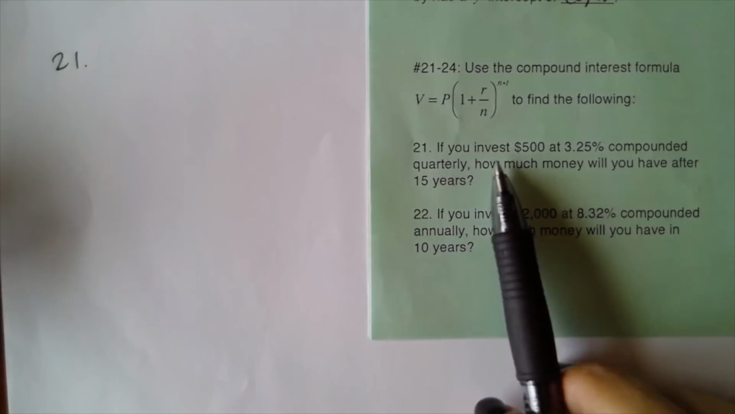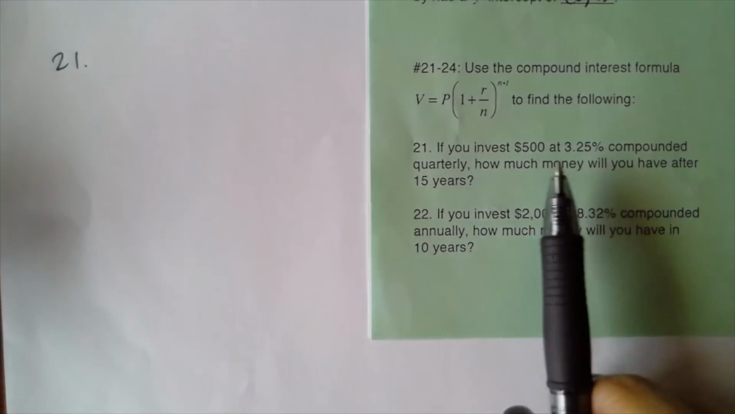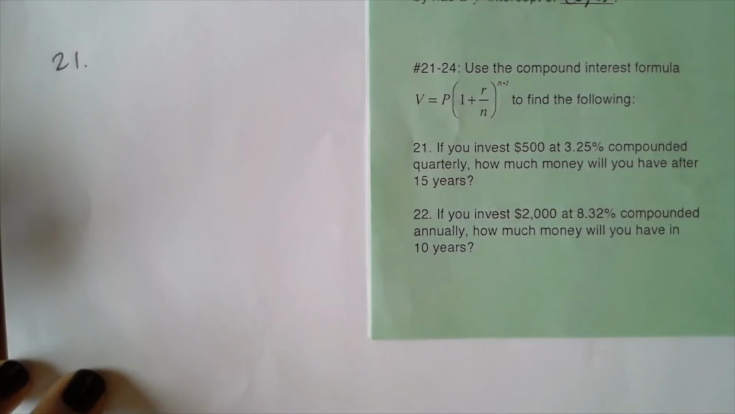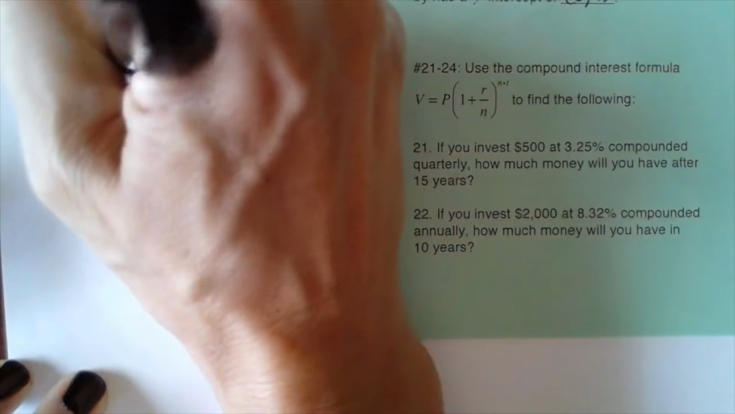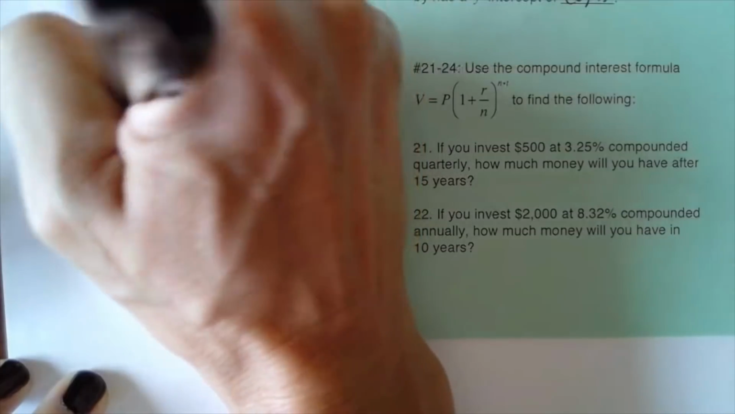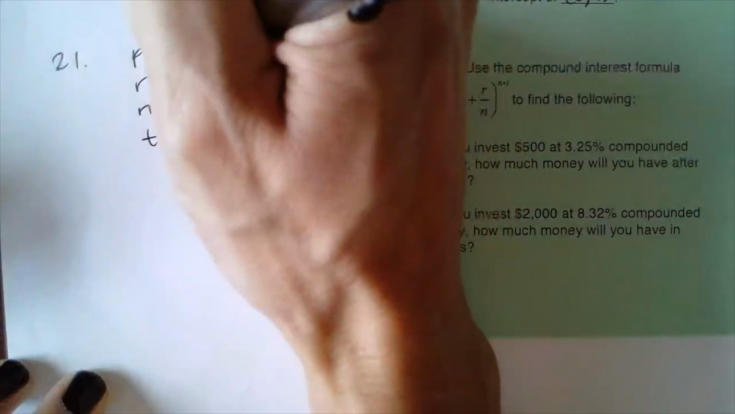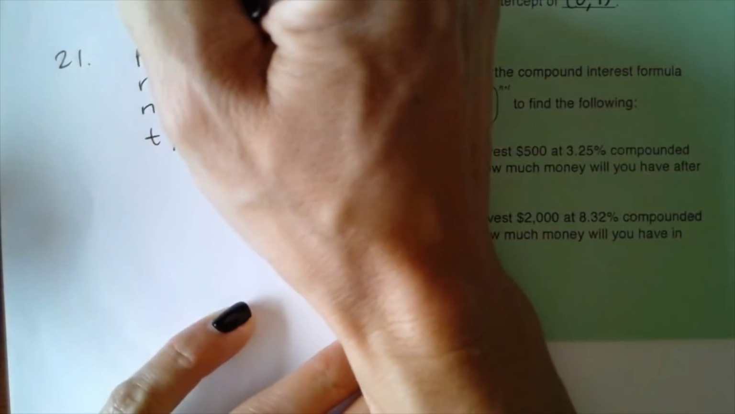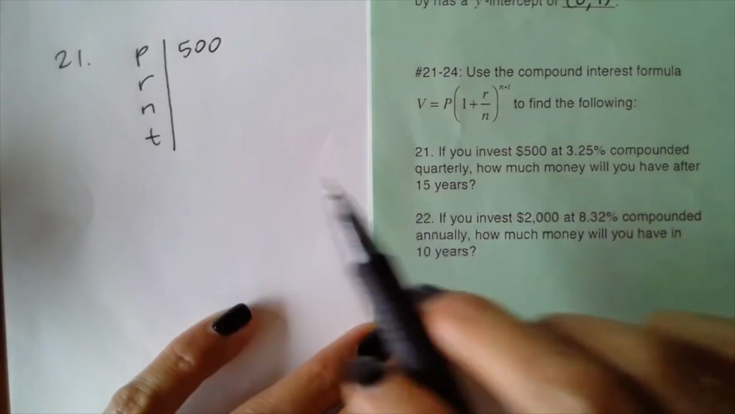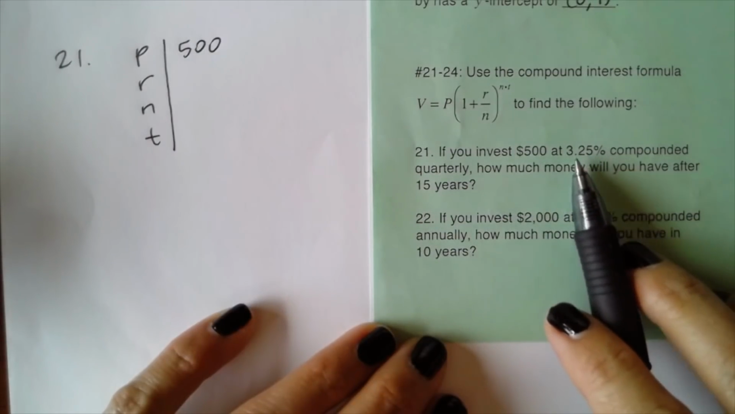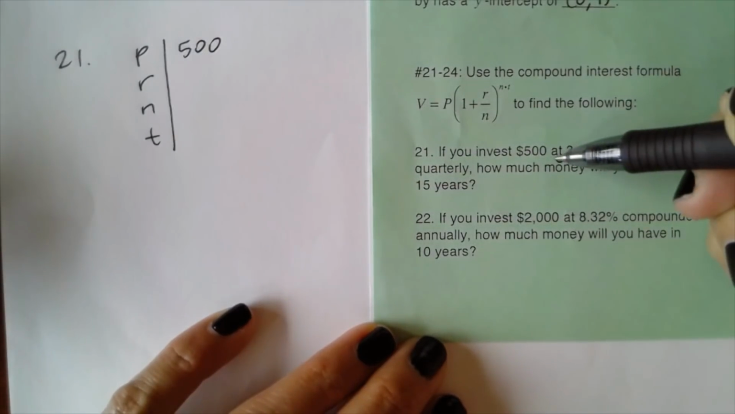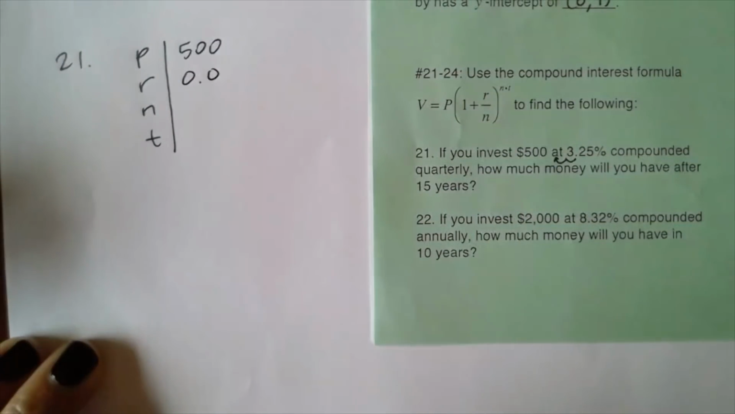For 21, it says you invest $500 at 3.25% compounded quarterly. How much money will you have after 15 years? So first, I'm going to make a chart. So we'll go P, R, N, T. So P is the initial investment. So you have 500. Our rate is 3.25%. So this is your percent. So your decimal is moving the decimal 2 to the left.